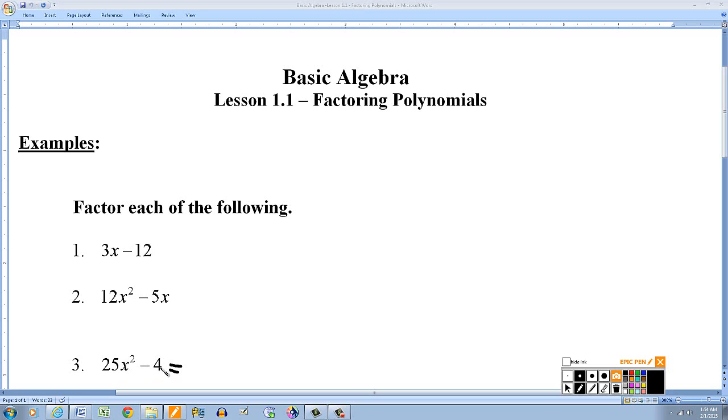So here I have a difference of squares. So using the formula that I went over a while ago, when you have the difference of squares, it factors into the difference of the square root. So the square root of 25x squared is 5x, and the square root of 4 is 2. So this should factor into 5x minus 2 and 5x plus 2.